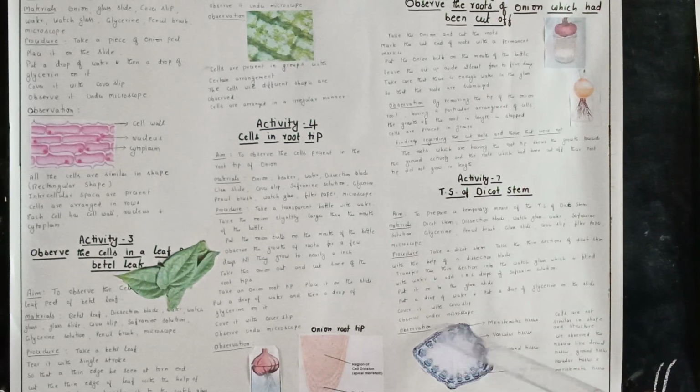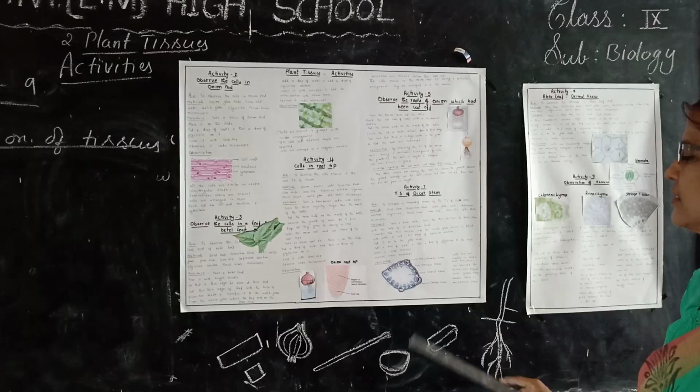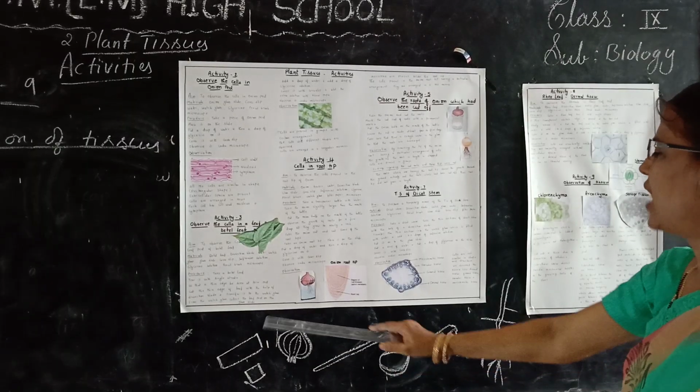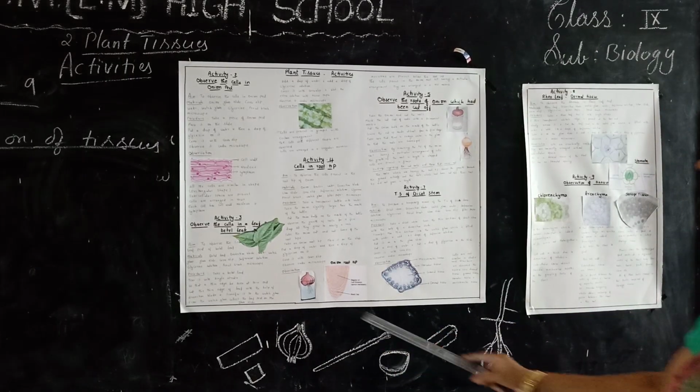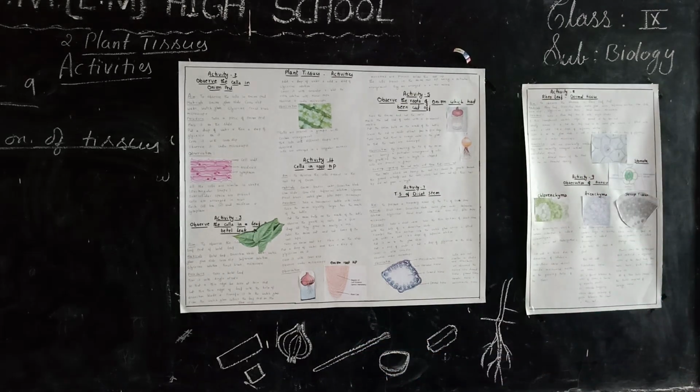Take a dicot stem. Take a thin section of the stem with the help of a dissection blade. Transfer this thin section into the watch glass which is filled with water and add 1 to 2 drops of the saffron solution. Put it on the glass slide. Put a drop of water and a drop of glycerin on the slide. Observe it under the microscope.